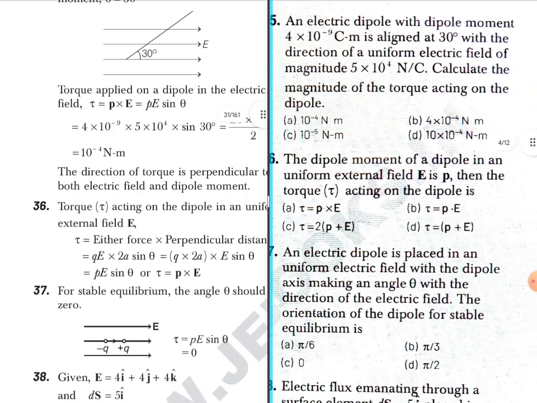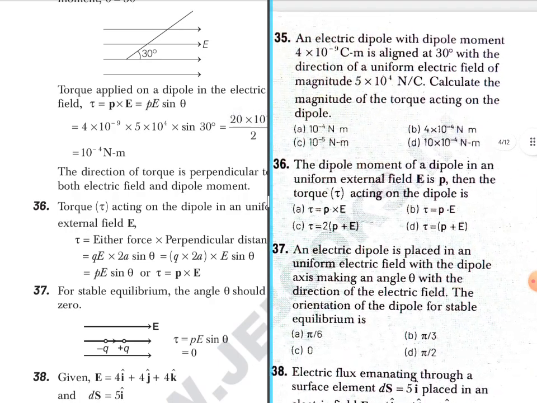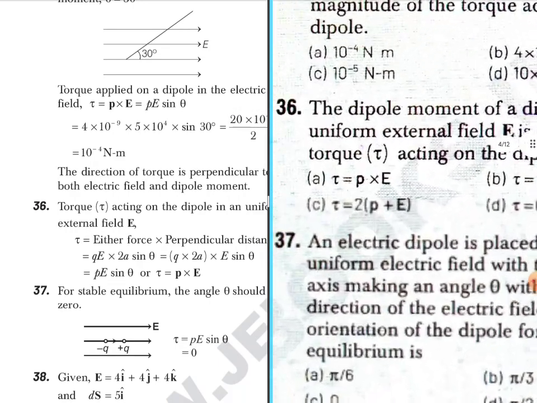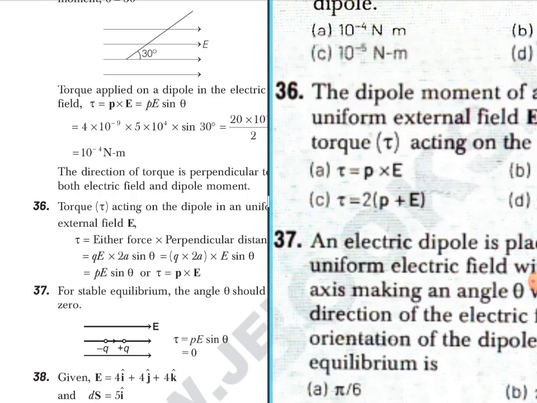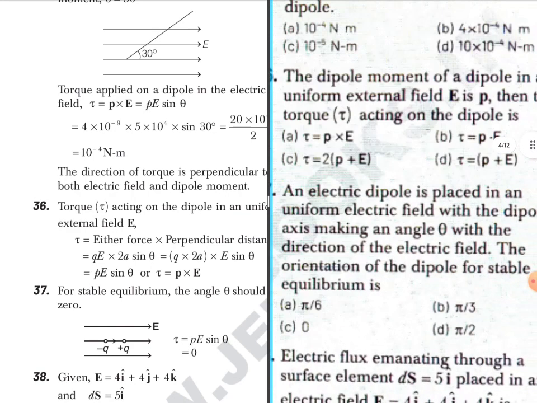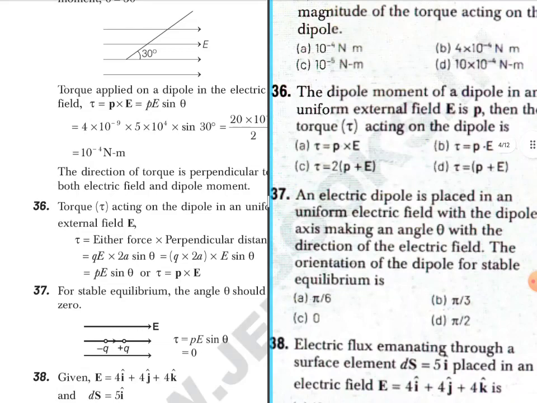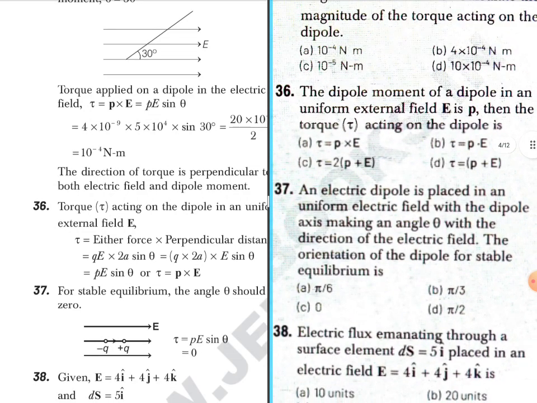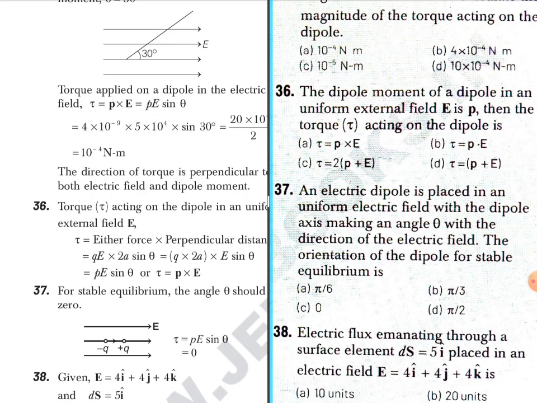36th, the dipole moment. Torque is equal to P cross E. Option A is the answer for the 36th. 37th. An electric dipole is placed in a uniform electric field, making angle theta. Stable equilibrium is at theta equal to 0, which we know. So then option C is the answer.